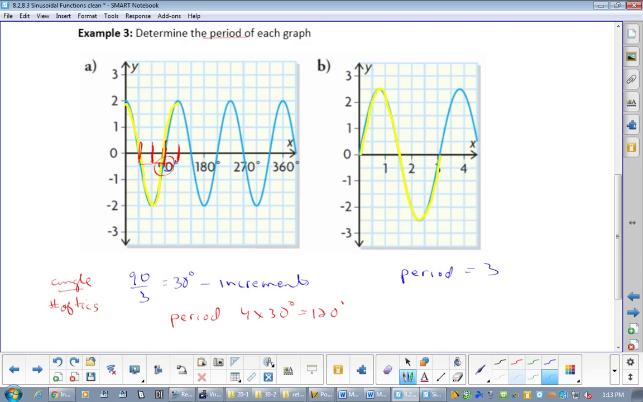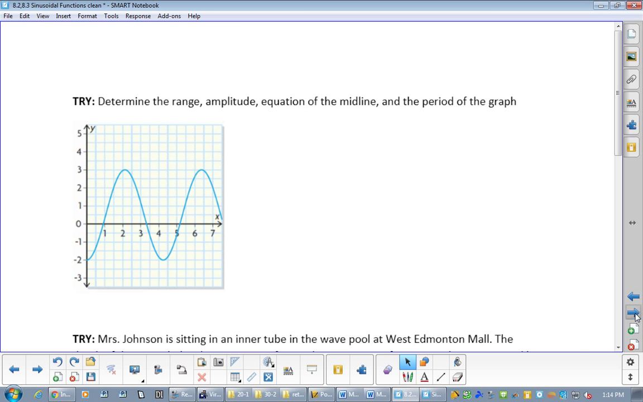Okay, so the next 2 questions are taking in basically everything that we've learned today. So this would be a good kind of question that I could say, hey, do you know all this stuff? So I've got to find the range, the amplitude, the equation of the midline, and the period of the graph. Now, range, what goes first? Min. So this is min, and this is always max, right?